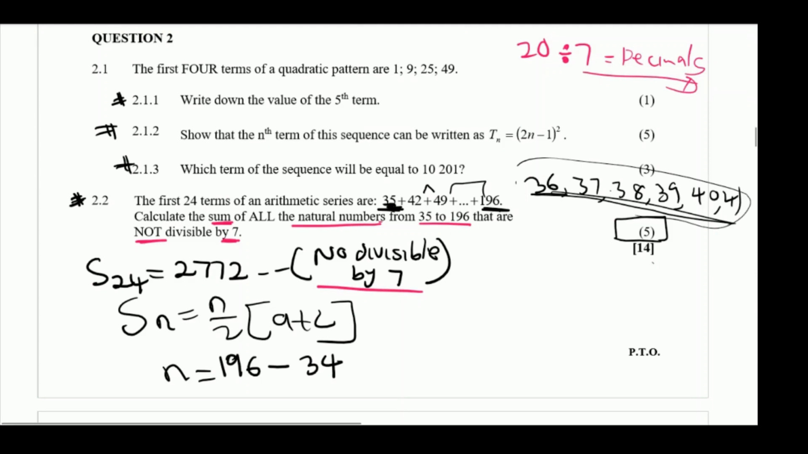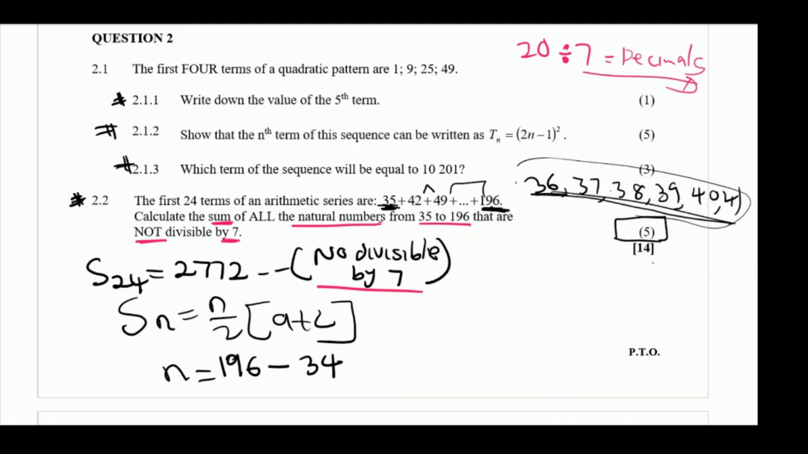35 is divisible by 7, right? And 35 is within the range of numbers, because we want numbers that are between 35 and 196. So 35 is inclusive in that count. So I have to include it.